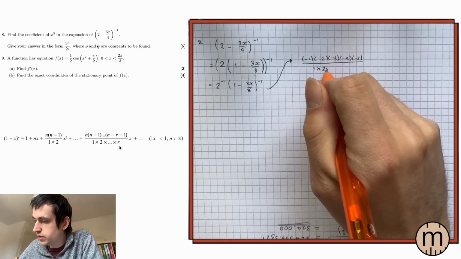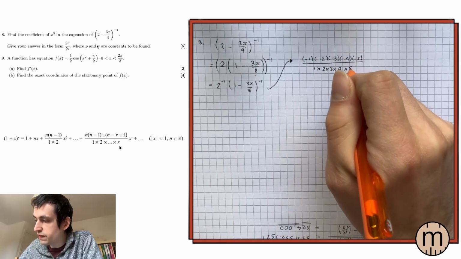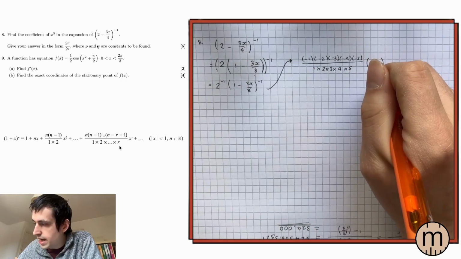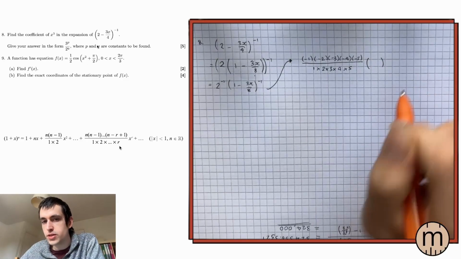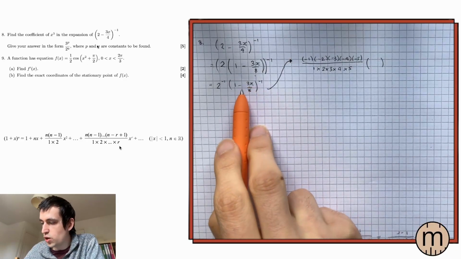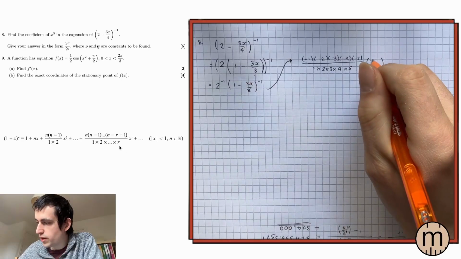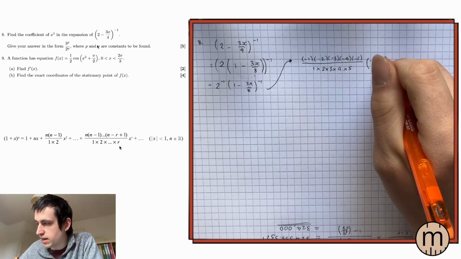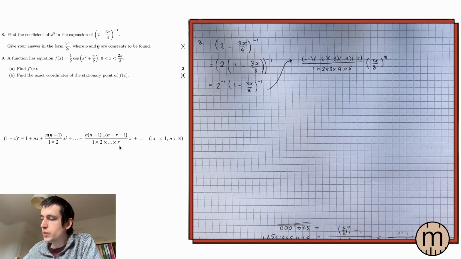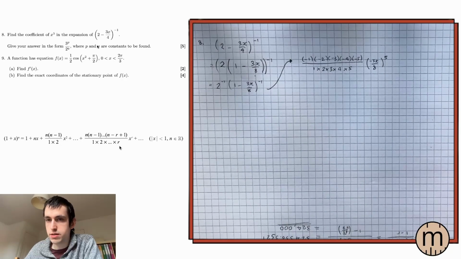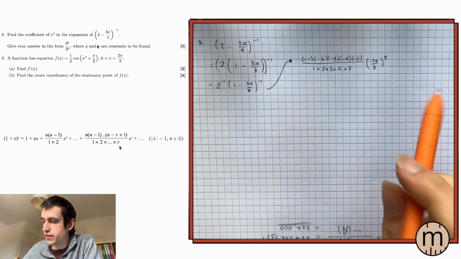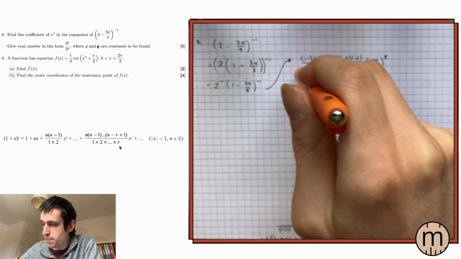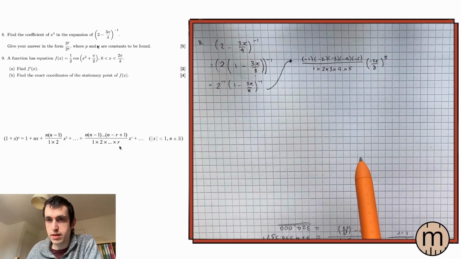1 times 2 times 3 times 4. We want 5 terms, so we'll go to 5. X is not x. I know that sounds a bit strange, but x is this whole thing. Minus 3x over 8. And then all of that thing is going to be to the power of 5. So in order to find the coefficient of x to the power of 5, we need to consider just the number terms of this expression up here.